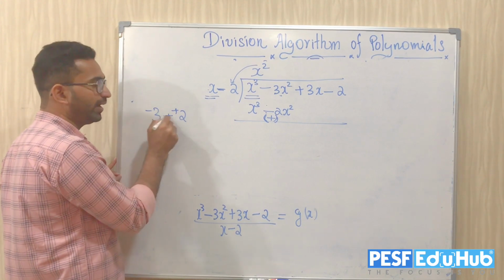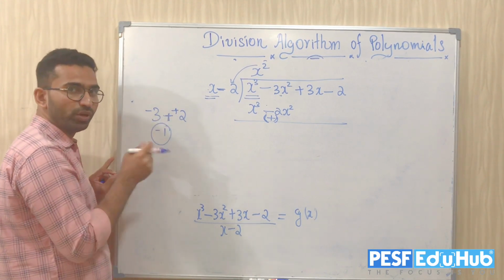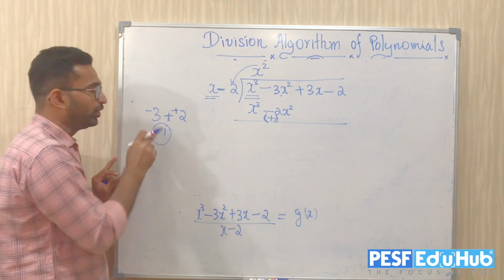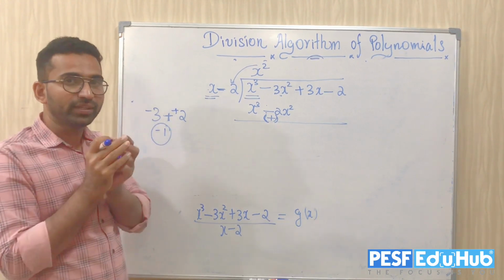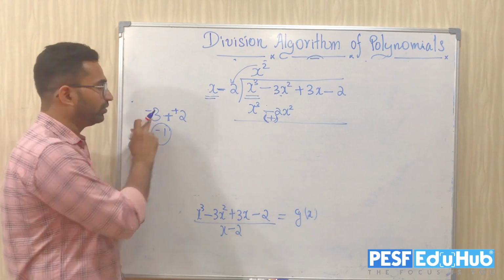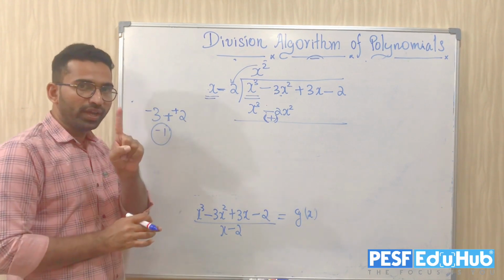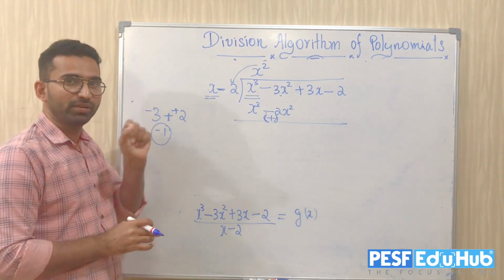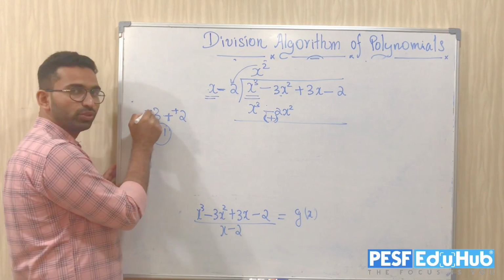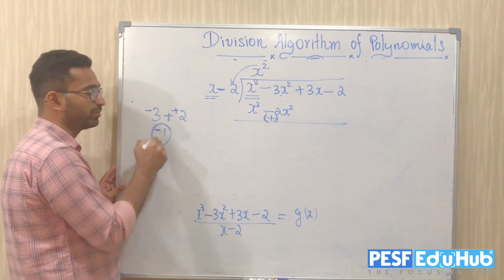Exactly, you are adding two numbers with different signs. What you have to do, different sign means you have to find the difference of the digits. 3 and 2, what is the difference? 1. And what is the sign of the larger number? The larger number is 3. So what is the sign? Minus. Your answer becomes minus 1.